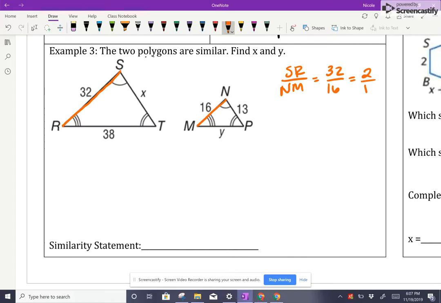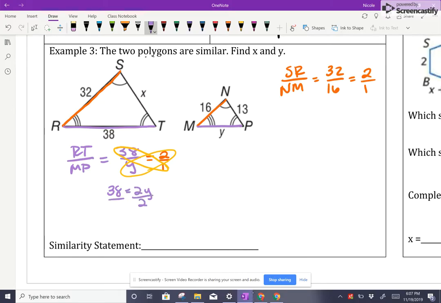In order to find x and y, we're going to set our unknown pieces up to that similarity ratio. RT and MP belong together, so RT over MP is 38 over y. I'm going to set this equal to 2 over 1, cross multiply and solve for y. That gives us 38 equals 2y. Divide by 2, and y is 19.